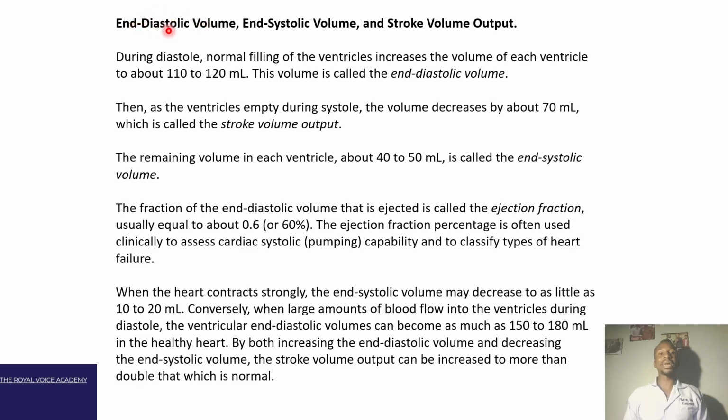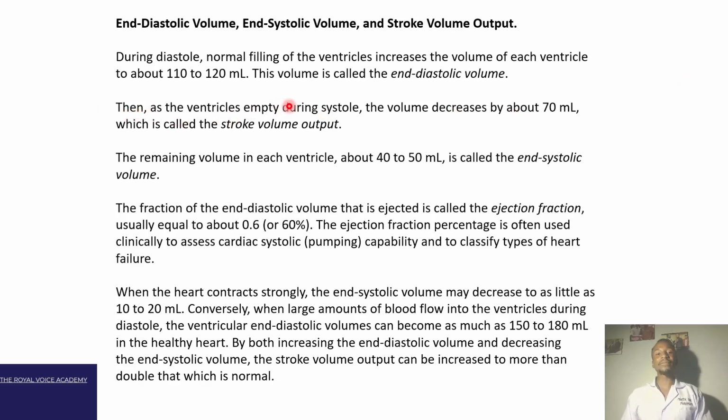Then, once you have done your end diastolic volume, the next volume that should come to your mind is the stroke volume output. When your heart is pumping out blood, it does not pump the entire 110 to 120. It pumps out a small percentage, which we've just called the ejection fraction. But the ejection fraction is completely different from the stroke volume output. The stroke volume output is the amount of blood that is pumped out of the heart, which is about 70 mLs.